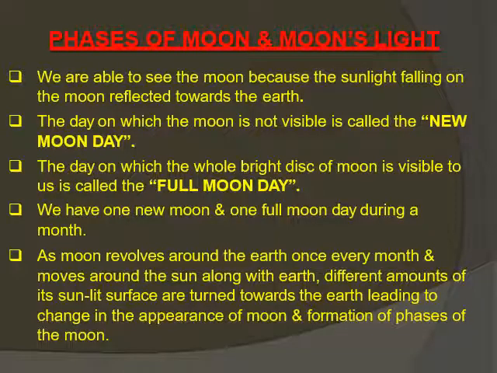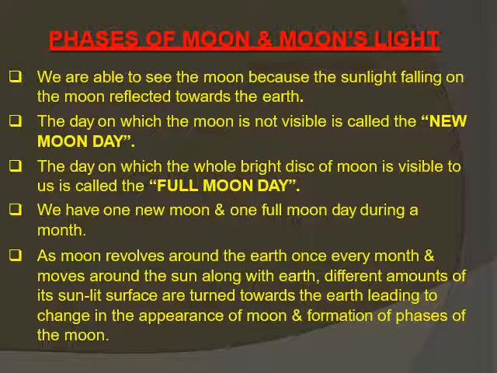Let us understand once again phases of moon and moon's light. We are able to see the moon because sunlight falling on the moon is reflected towards the earth. The day on which moon is not visible is called new moon day. The day on which the whole bright disk of moon is visible, we call it as full moon day. We have one new moon and one full moon day during a month.